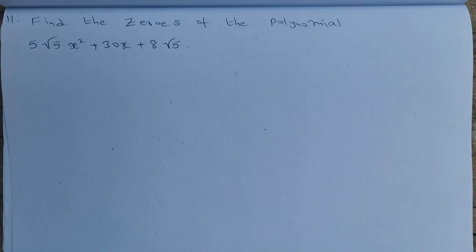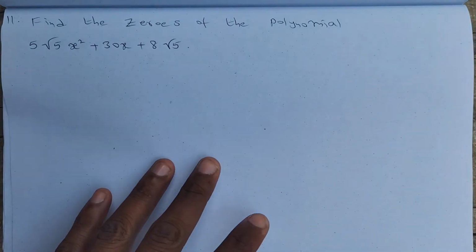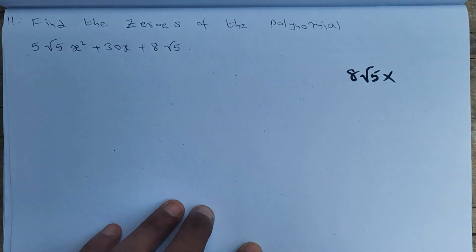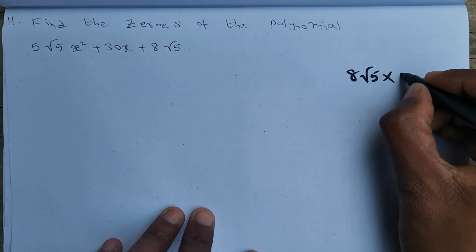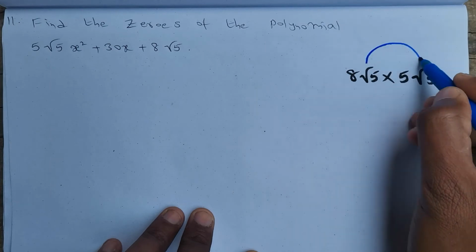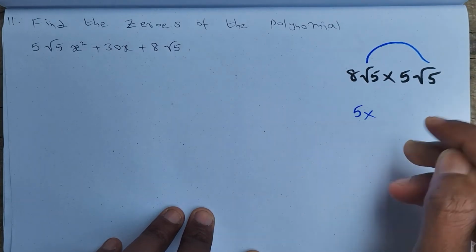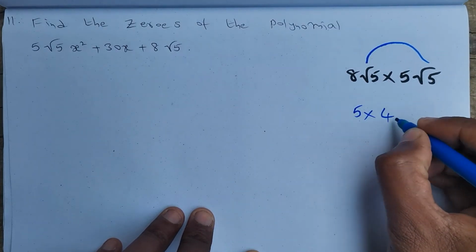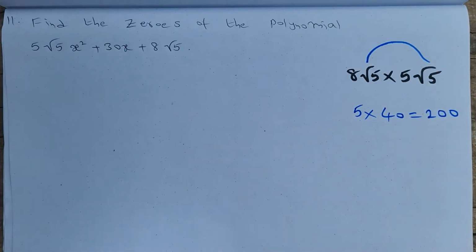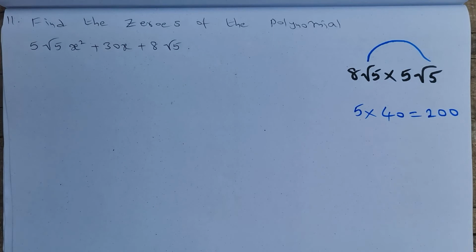I think splitting the middle term into 2 terms is always much easier than the formula. So that's why I'm going with splitting the middle term into 2 terms only. Here the constant is 8 root 5 into x square coefficient, which is 5 root 5. Root 5 into root 5 is 5, 5 into 8 is 40, so 40 into 5 is 200. So we need to split the middle term also like that only.